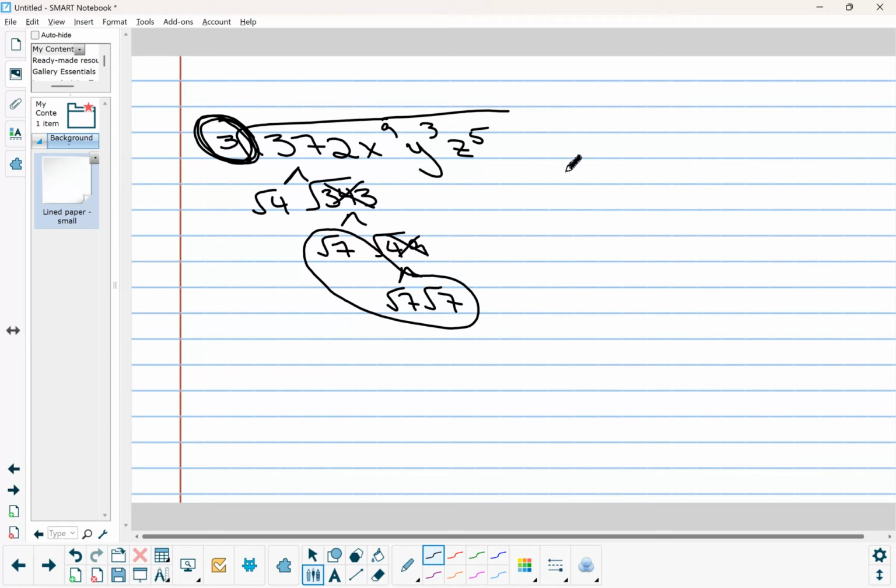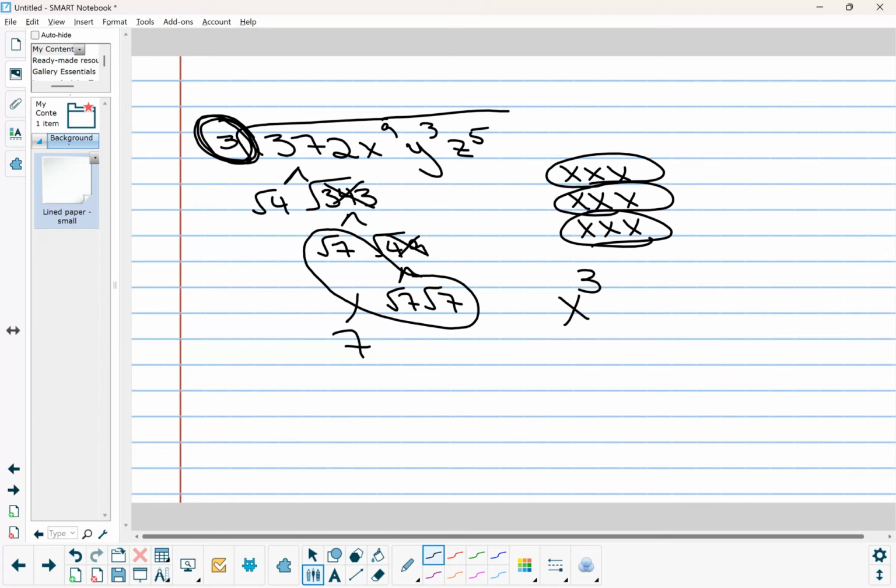Then I'm going to have x's, 9 of them. 1, 2, 3, 4, 5, 6, 7, 8, 9. And I'm putting them in groups of 3 on purpose because of that 3 as my index. So there's 1 group of 3, 2 groups of 3, 3 groups of 3, which means I'm going to have an x to the third out in front. No x's left over. I have y to the third, which means 3 y's, which means I'm going to get 1 y. No y's will be left underneath.